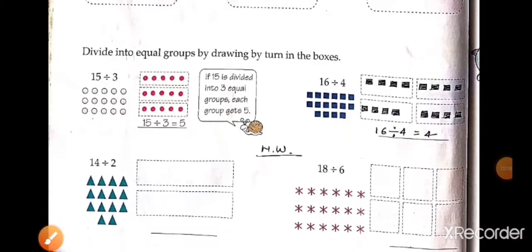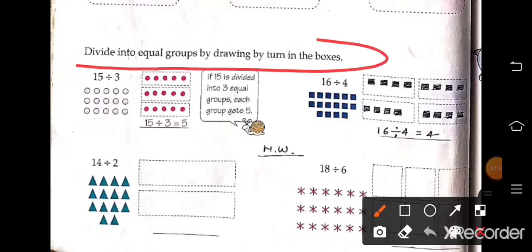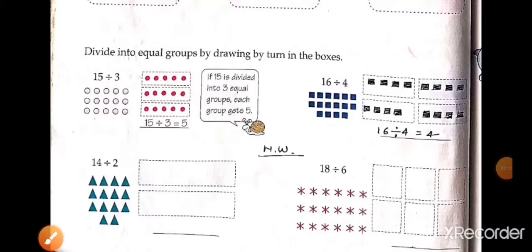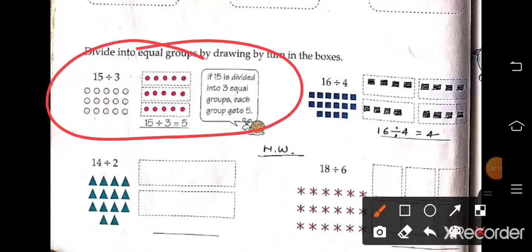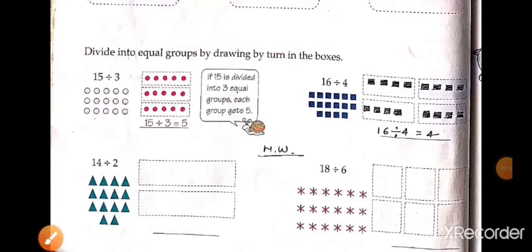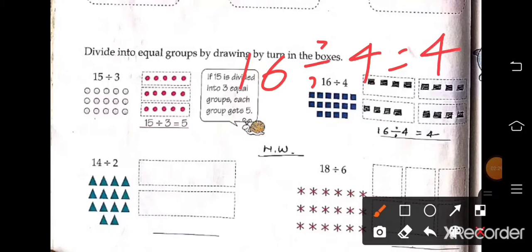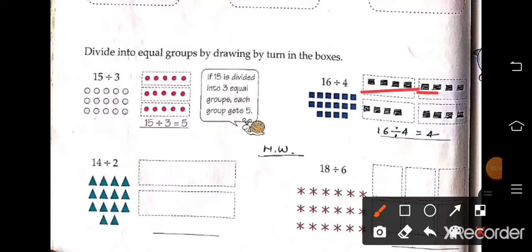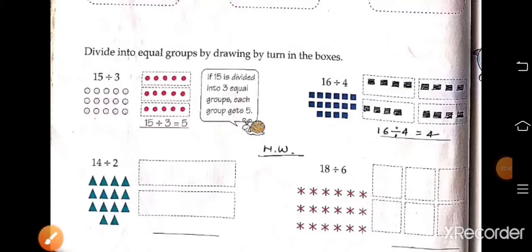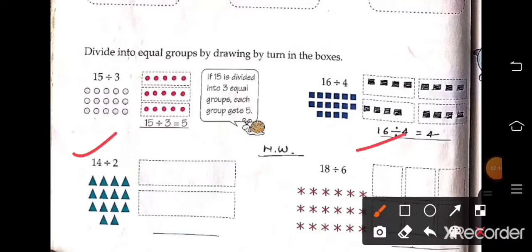Okay, now divide into equal groups by drawing in the boxes. Okay, so first part has been given for you. Now the second part, 16 divided by 4. So 16 divided by 4, simple you can do, 4 4s are 16. So you have to draw in each box 4 rectangles or squares like this. Okay, now this and this part is your homework.